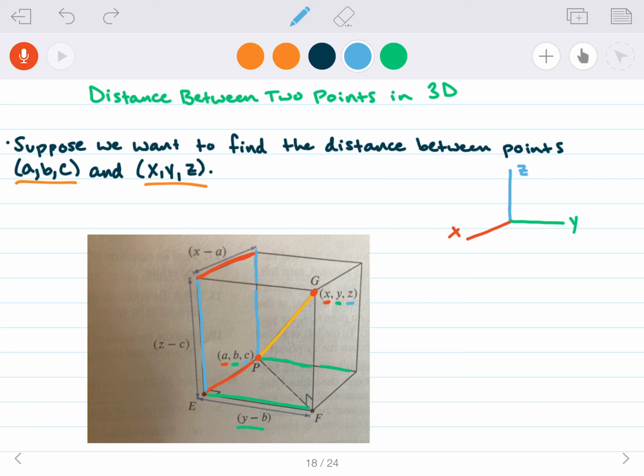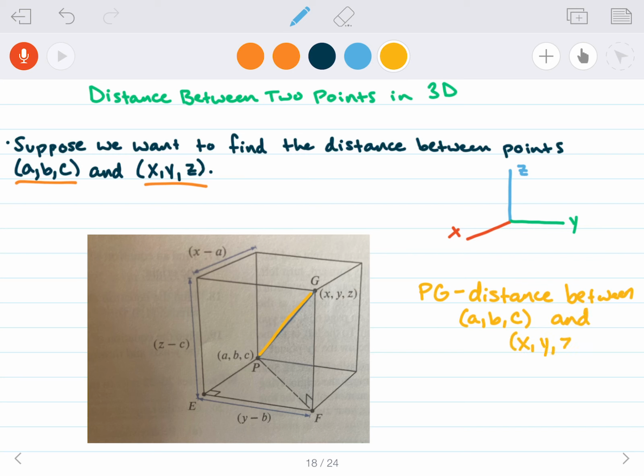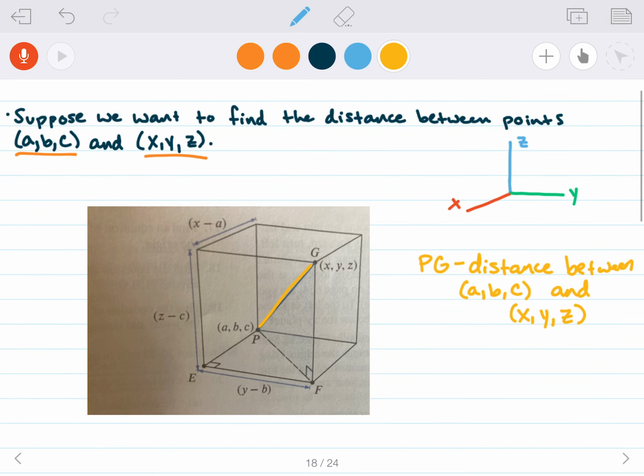So now that I've labeled everything, the rest of the proof is pretty easy, okay? So let me go ahead and just erase some of this. What we want to do is look at two separate triangles and apply the Pythagorean theorem. Now, the whole thing we're looking for is this, right? That is going to be PG, which is the distance between ABC and XYZ. That's what that means.